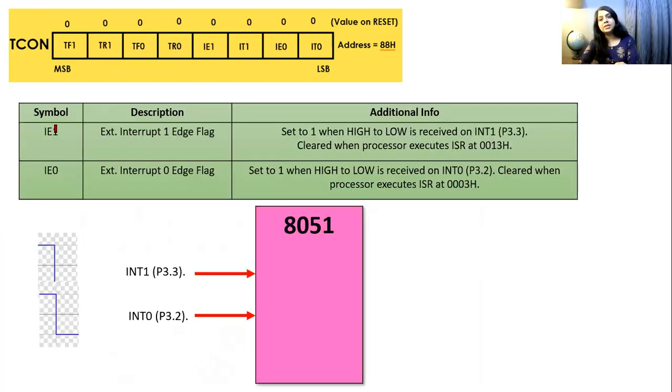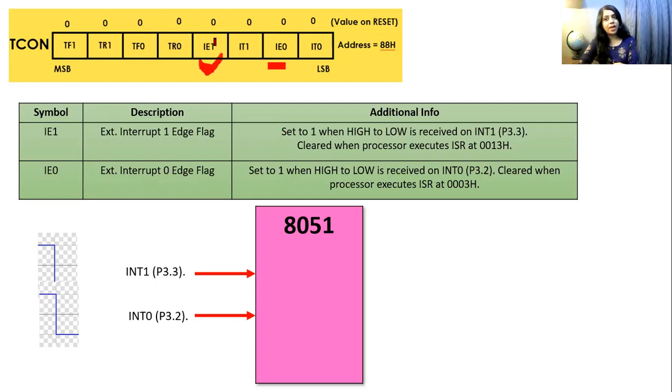Now the next bits are IE1 and IE0. Again remember that IE0 is for timer 0 and IE1 is for timer 1. Now what is IE1? It is external interrupt 1, and sorry, IE0 is for external interrupt 0. It is the external interrupt 1 edge flag. What happens? This is set to 1, meaning IE1. Let's understand IE1 first.